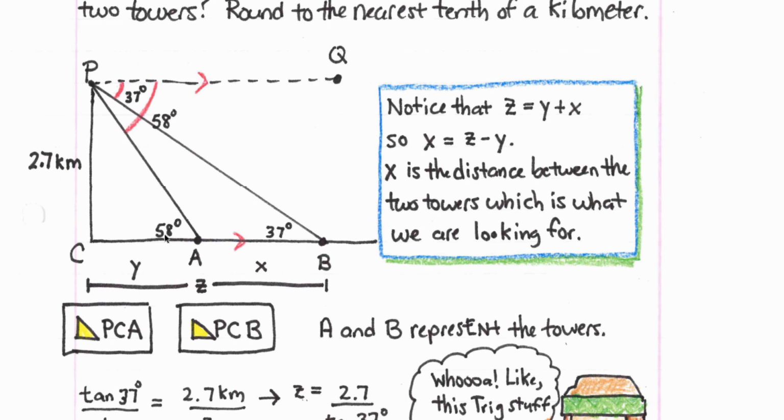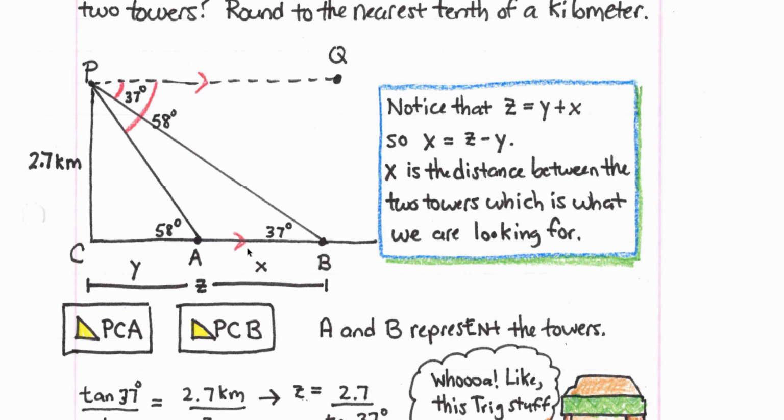We are being asked to find the distance between the 2 towers, and that's the distance x. But look at triangle PAB. It's not a right triangle. Now, eventually, we will be able to use trig on triangles that are not right triangles, but not yet. So how do we solve this? How do we figure out x?